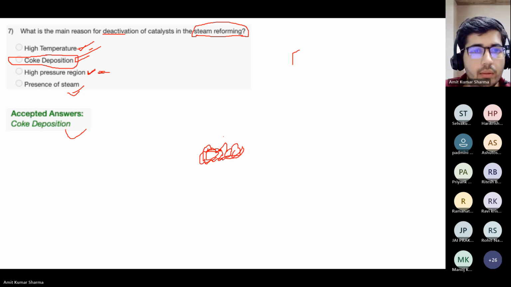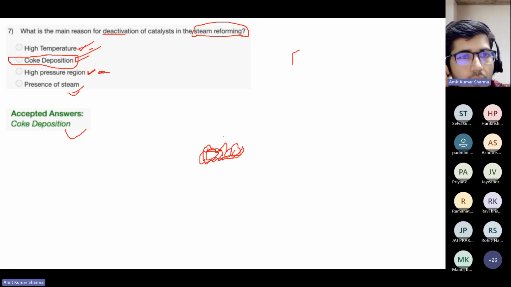Just a thought, as was discussed, when the velocity is very high, I assume there is going to be erosion also. Yeah, maybe I'm not sure about this. So you mean to say the erosion of the catalyst? No, not the catalyst. The erosion of the vessel, I mean. Okay, erosion of the vessels? Okay, okay.